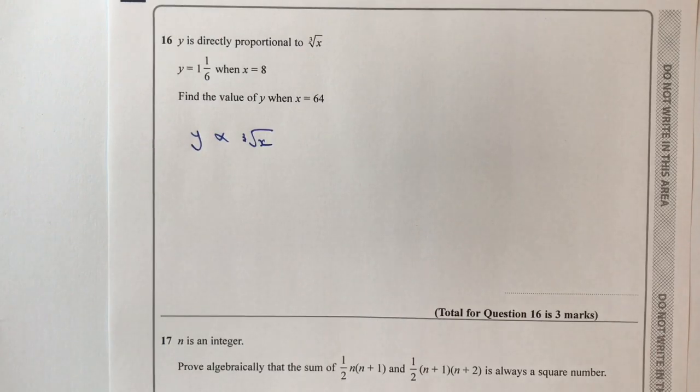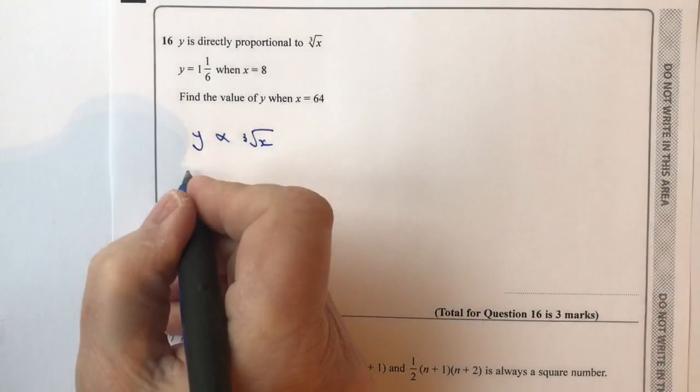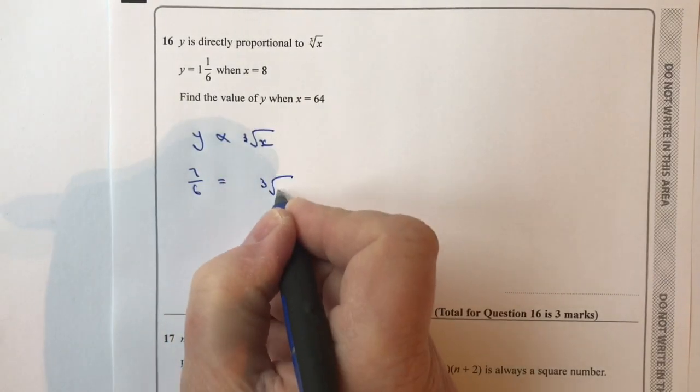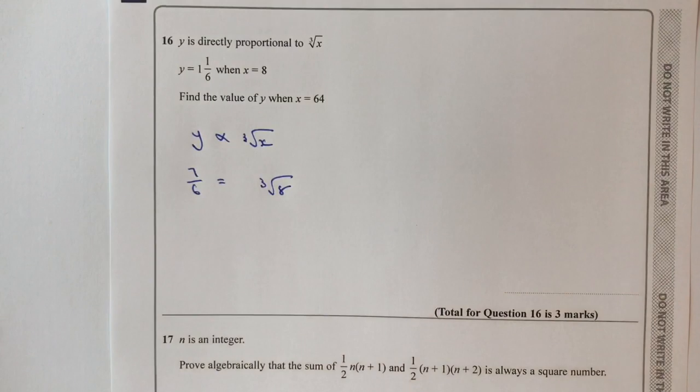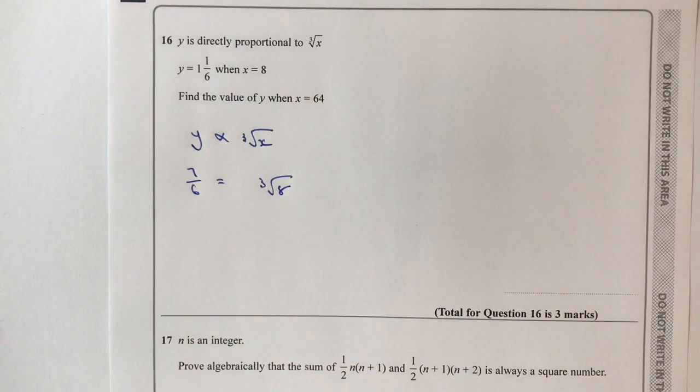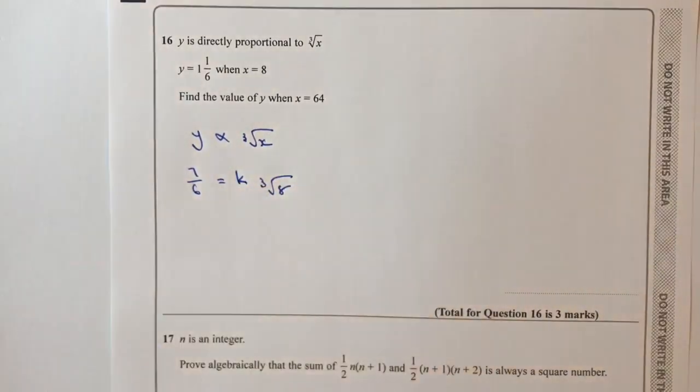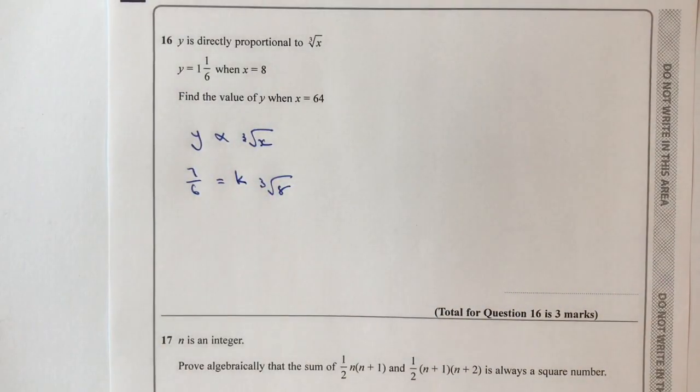Okay, well let's just have a look at that. Well, 1 and 1/6 is the same as saying 7 over 6 is equal to the cube root of 8. Okay, well, no, it's not, because the cube root of 8 is actually 2. So what's missing is this k, this constant that we need to apply in order to make that calculation true. And then our job really is to figure out the value of k first.